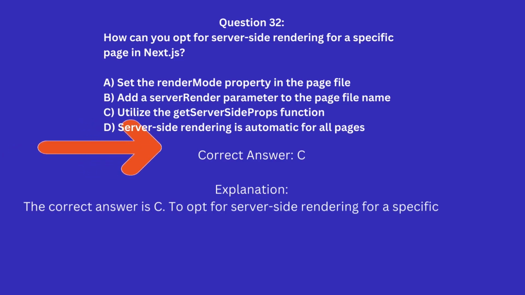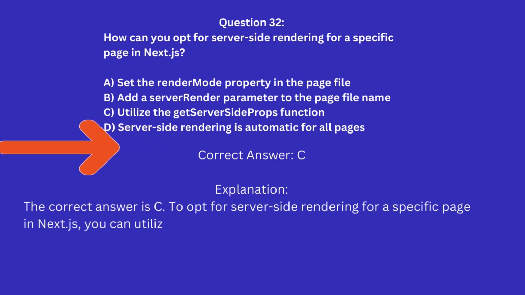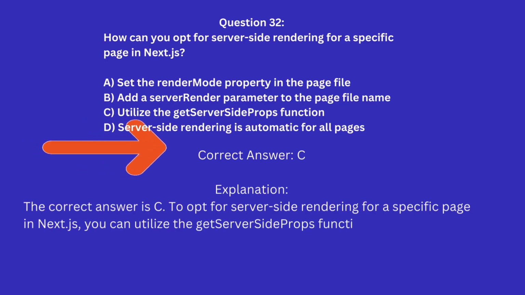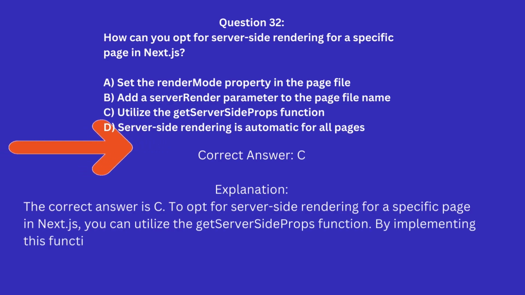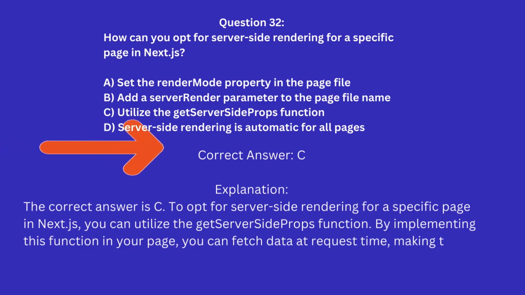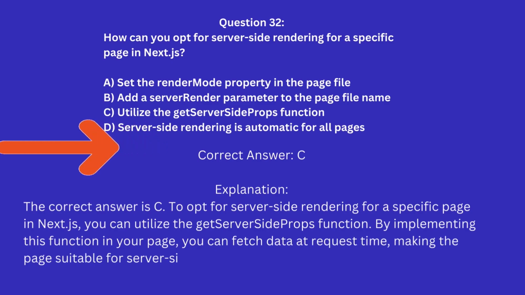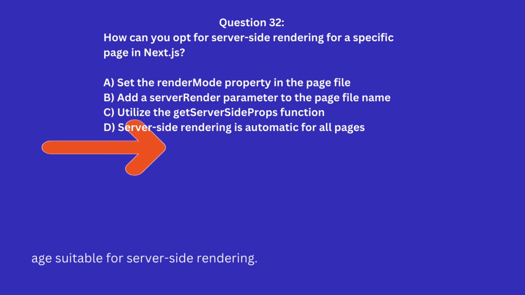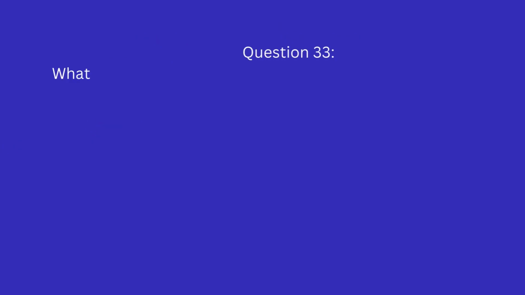To opt for server-side rendering for a specific page in Next.js, you can utilize the getServerSideProps function. By implementing this function in your page, you can fetch data at request time, making the page suitable for server-side rendering. Question 33. What is the purpose of caching in Next.js?